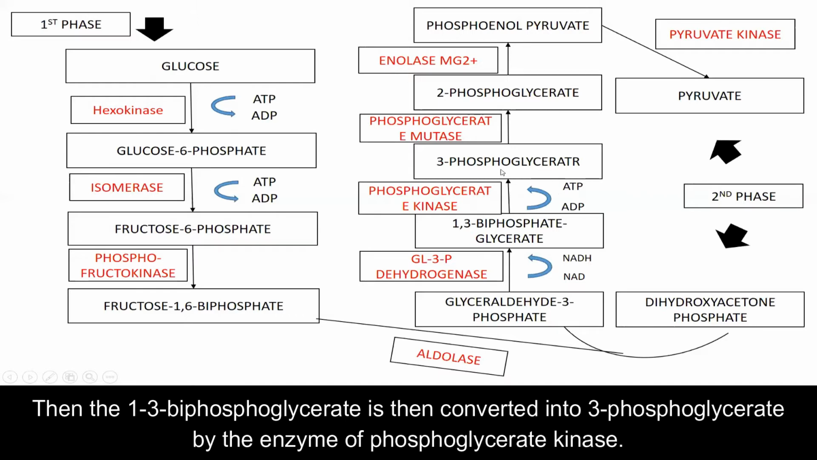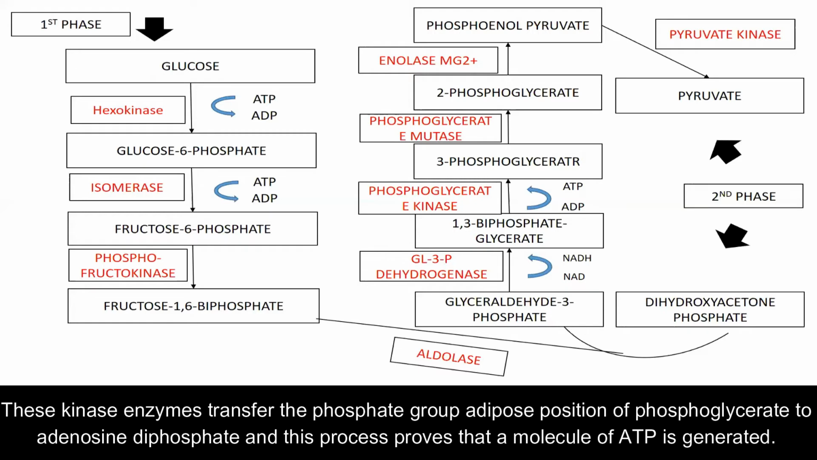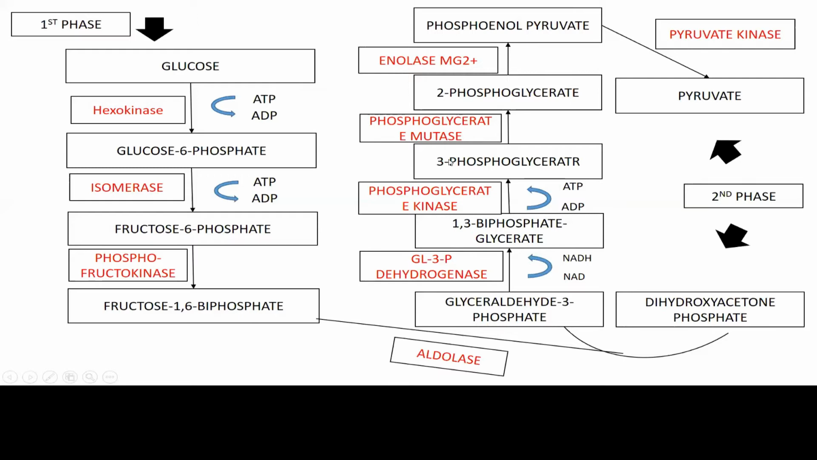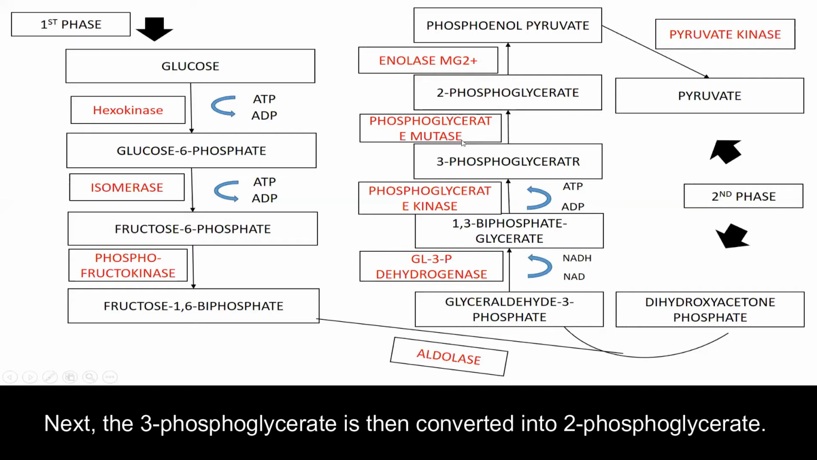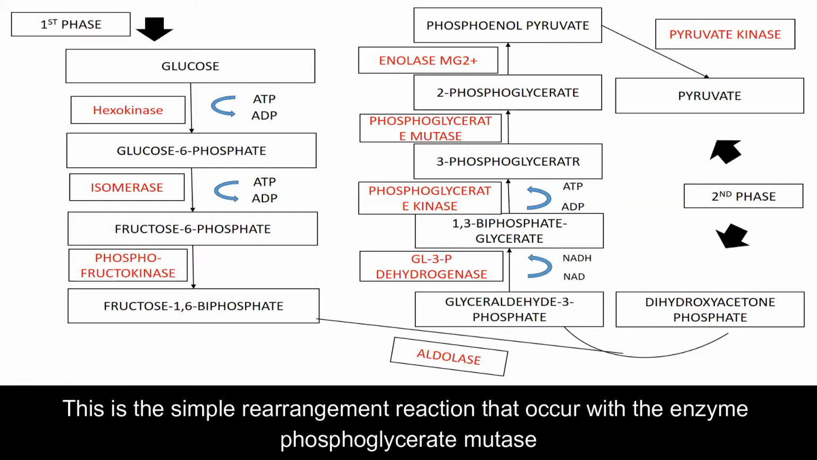Then, the 1,3-biphosphoglycerate is converted into 3-phosphoglycerate by the enzyme phosphoglycerate kinase. This kinase enzyme transfers the phosphate group at the first position of phosphoglycerate to adenosine diphosphate, and this process means that a molecule of ATP is generated. Next, the 3-phosphoglycerate is converted into 2-phosphoglycerate. This is a simple rearrangement reaction that occurs with the enzyme phosphoglycerate mutase.